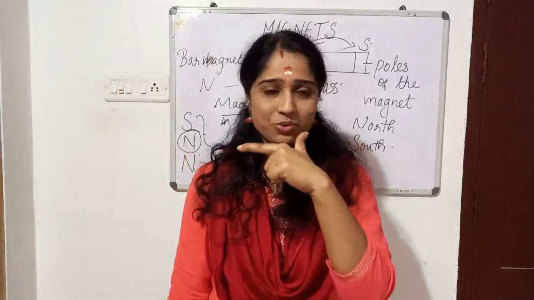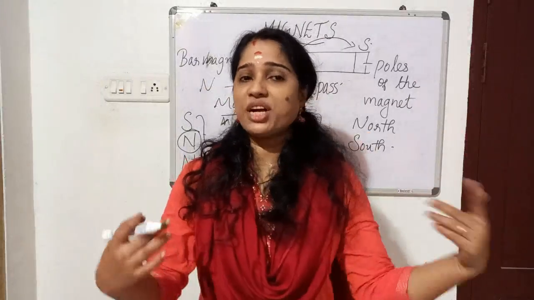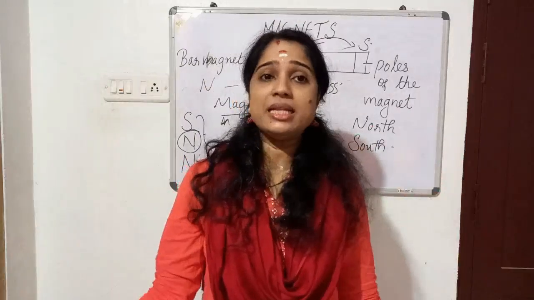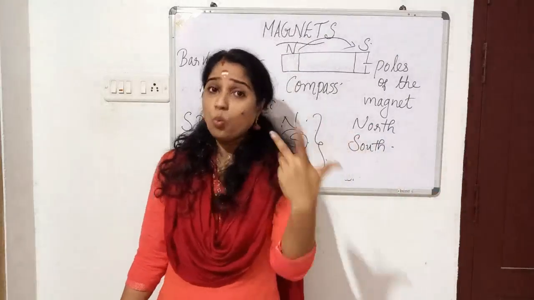North, south. So by using the needle, the sailors can easily find out which direction they are supposed to move. North, south, and of course, east and west. Very easily they can find it. Clear? Once we know north and south, very easily, east and west.